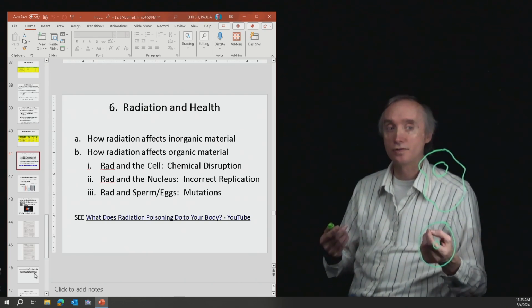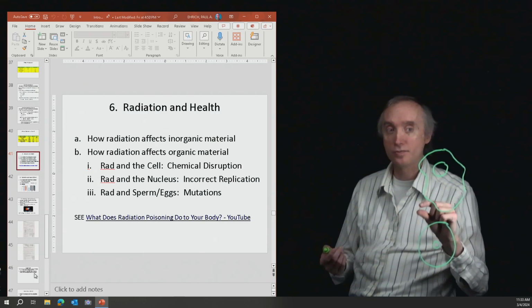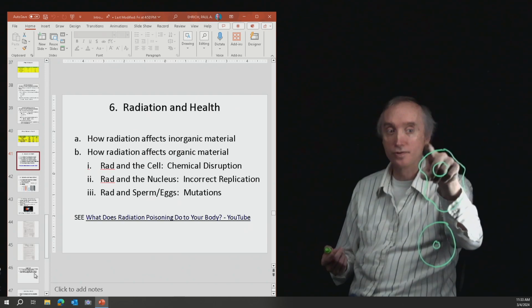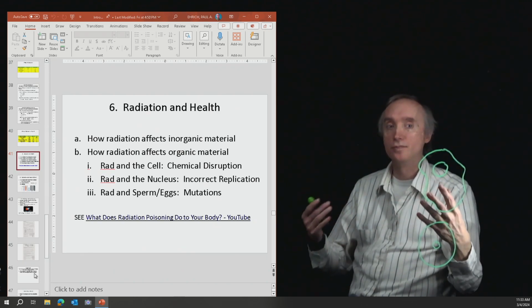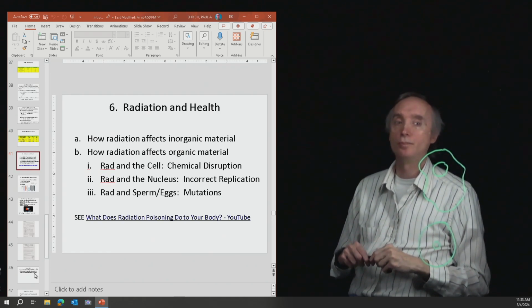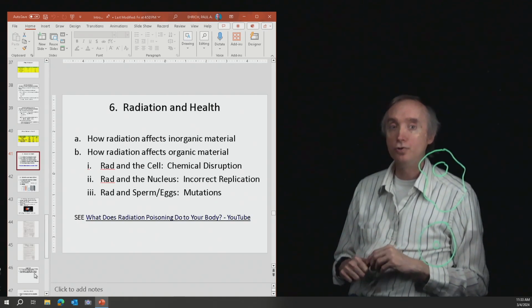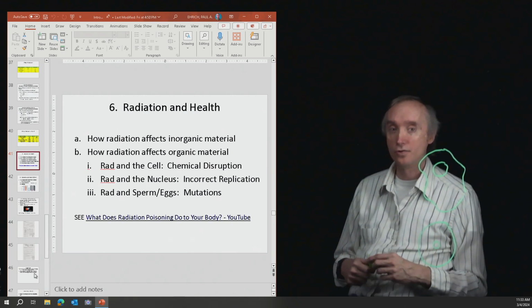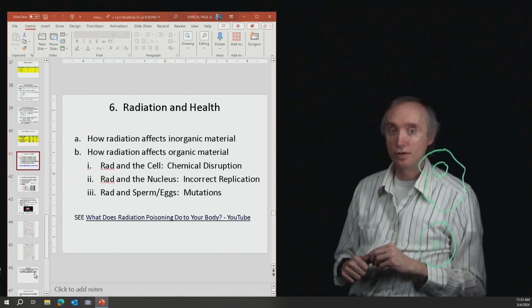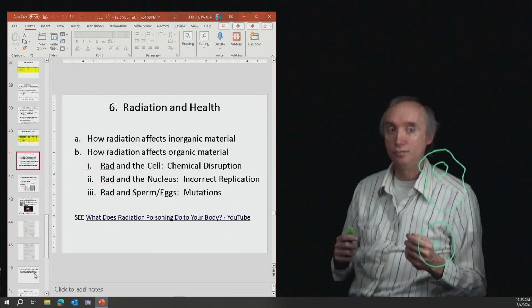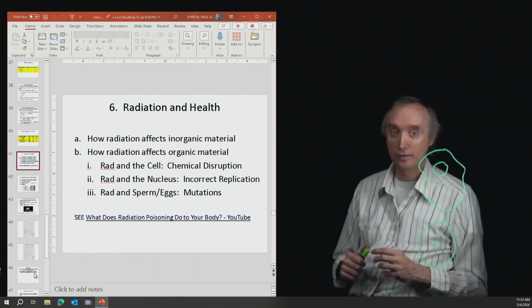Well, your eggs and sperm are a very small target on your body as compared to all the cells in your body. So it's less likely to happen, but if that DNA is damaged, then you could pass on those mutations. And then your children turn out to be mutants, X-Men, okay?